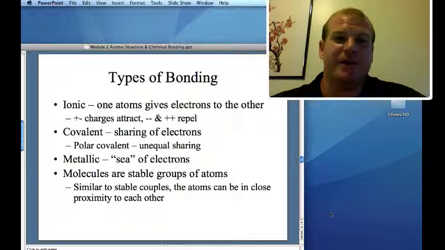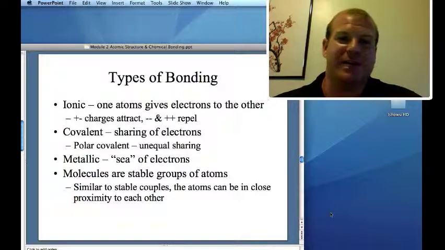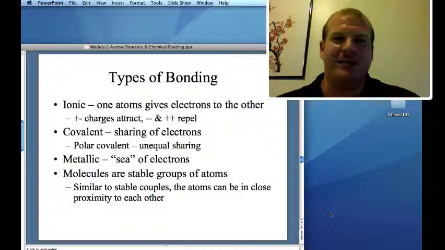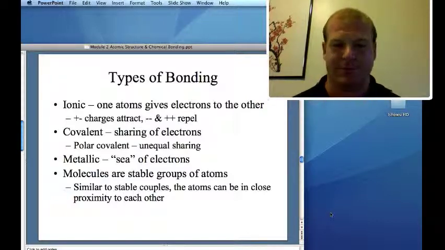A molecule is a stable group of atoms. So the key word here is stable. Stable means they stay together. Compare a stable couple to an unstable couple. Stable couples are always holding hands, kissing, hanging out together. An unstable couple fights and splits apart. So an unstable molecule will blow up and the atoms will fly apart. A stable molecule will stay together.